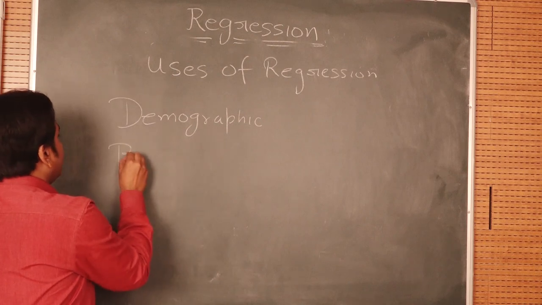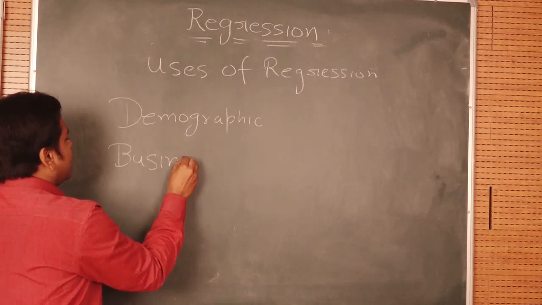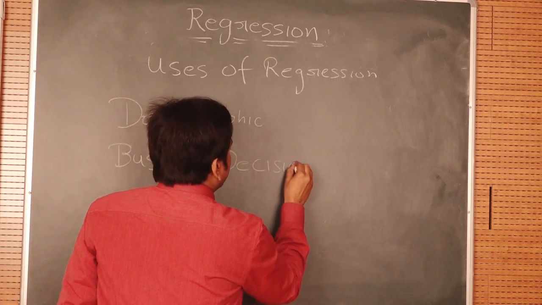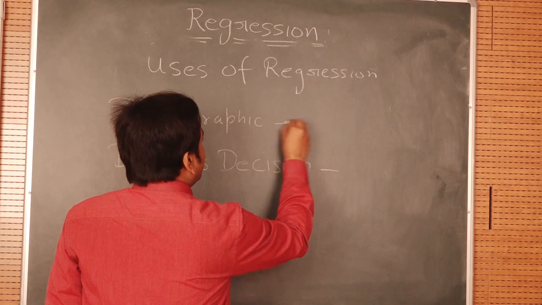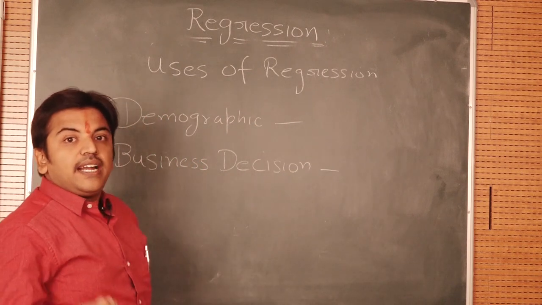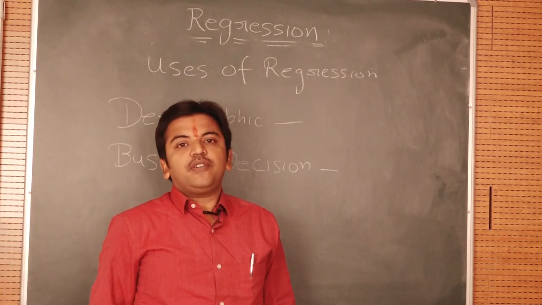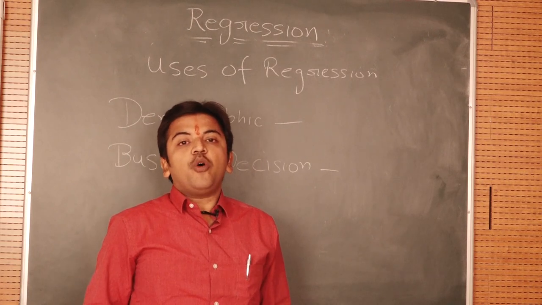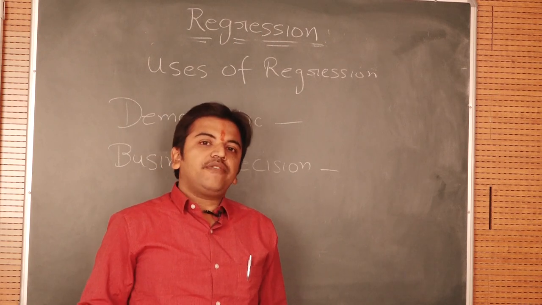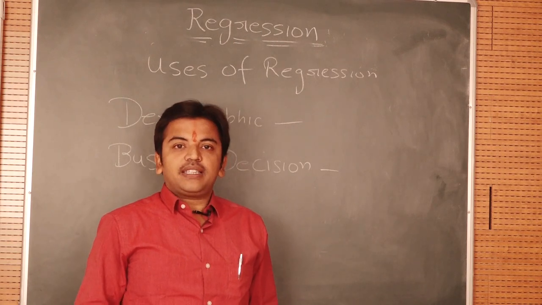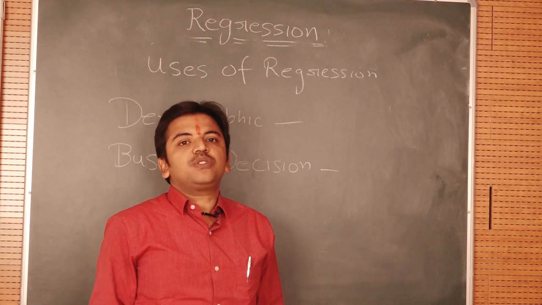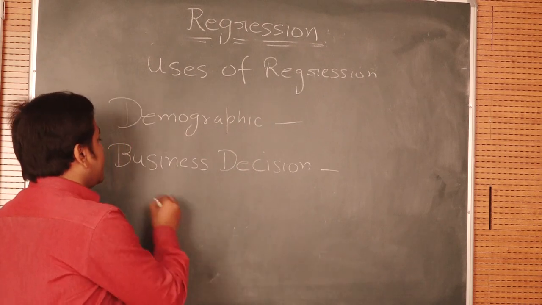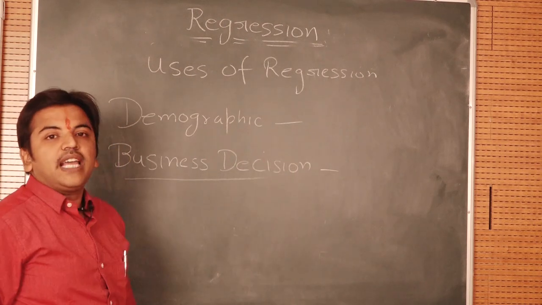Second is business decision. In business decision, what type of forecasting is needed, what the profits in the future are, what the sales are, how much production is required, where we have to set up a new unit, what the potential employees or customers are on which a company is going to target. With the help of regression analysis, a proper decision-making process can be done.